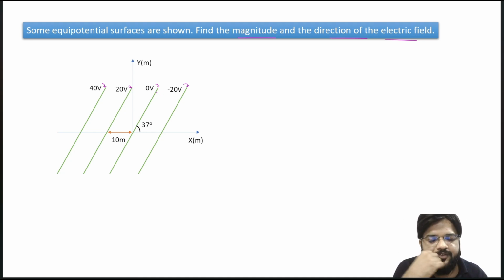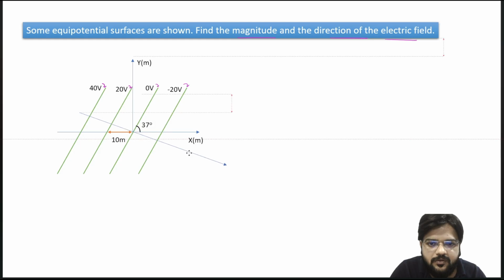We know 2 things. If we move in the direction of the electric field, then the potential will decrease. Second thing we know, equipotential surface and electric field are always perpendicular. So if we use these 2 points and draw the electric field, the electric field direction should be like this, everyone. So this is the electric field.